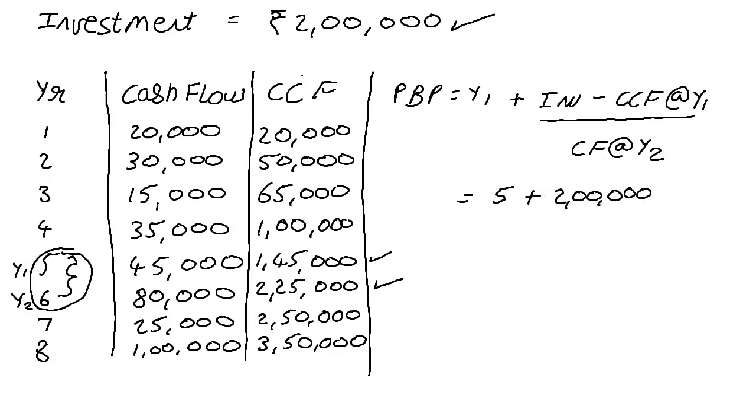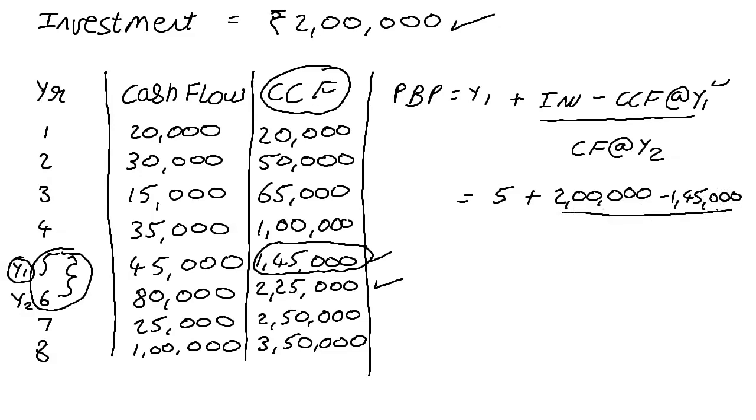The cumulative cash flow: this is the cumulative cash flow column, and corresponding to Y1 we are talking about this number. So it's going to be 2 lakhs minus 1 lakh 45, and we divide it by the cash flow at year 2. This is year 2 and this is the cash flow column, so the cash flow at year 2 is going to be this number. It's going to be divided by 80,000.